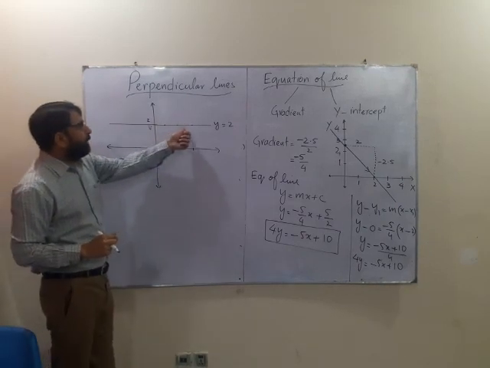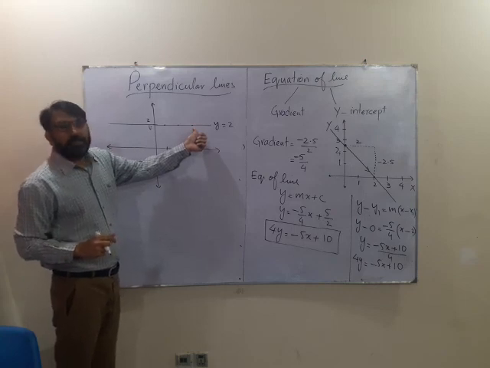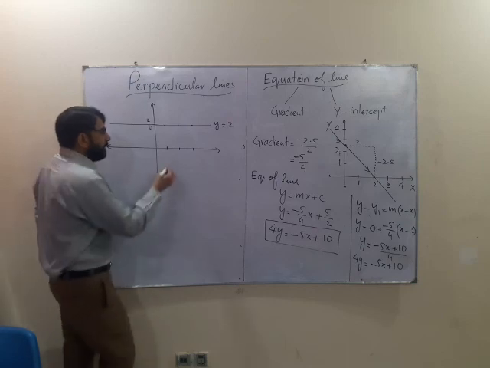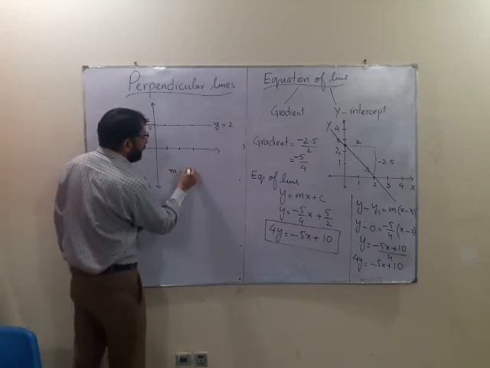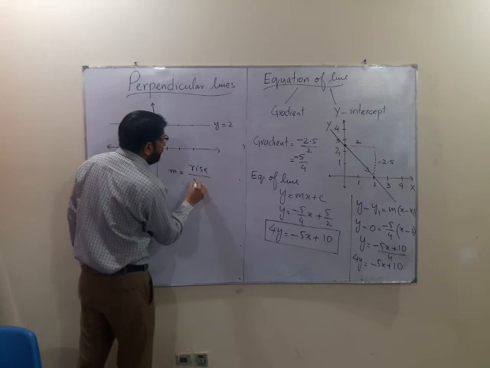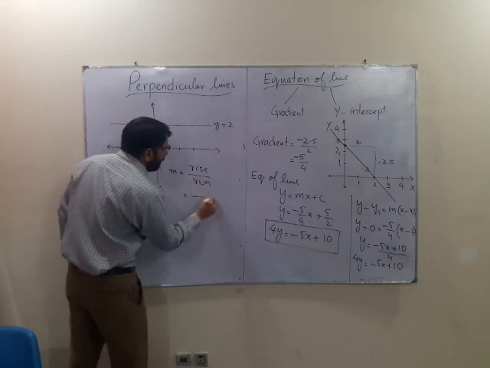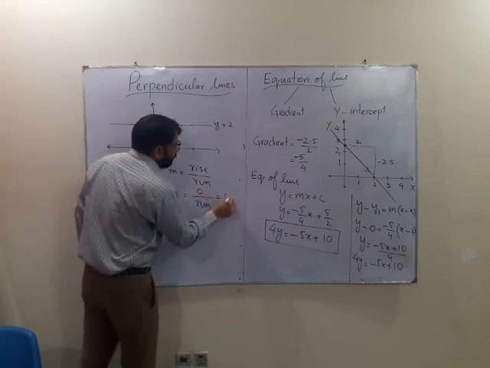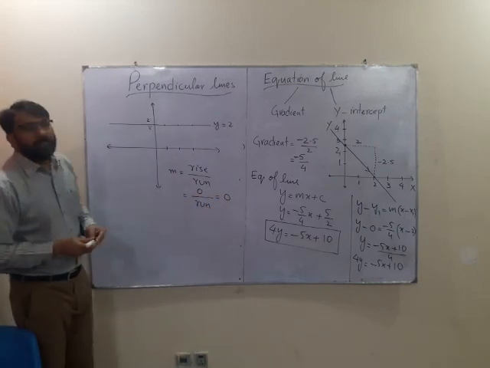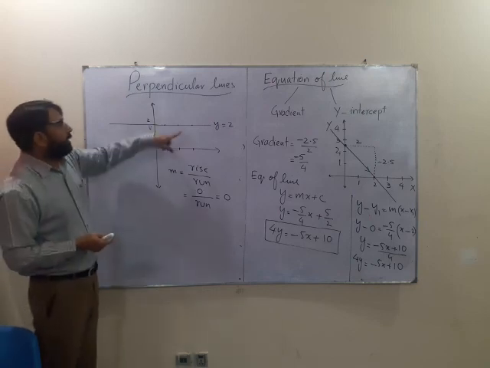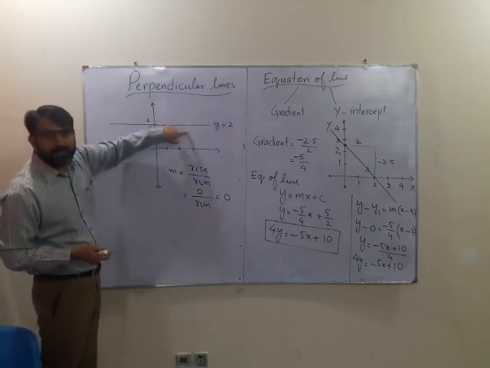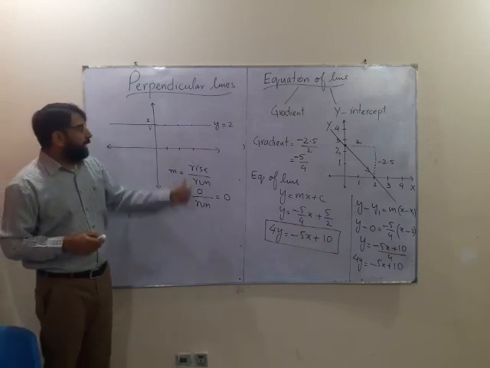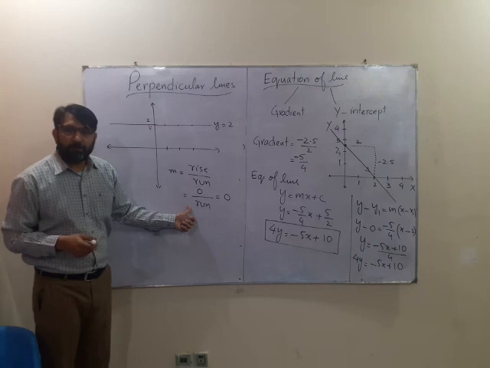So we are moving towards right. There is a run but we are not going up or down. So in this case, as we know gradient is rise over run, we are having a run but we do not have any rise over here. So we say that the gradient is 0 in this specific case. The line is parallel to the x-axis and gradient of the x-axis is also 0. So this line will be having a gradient equal to 0.